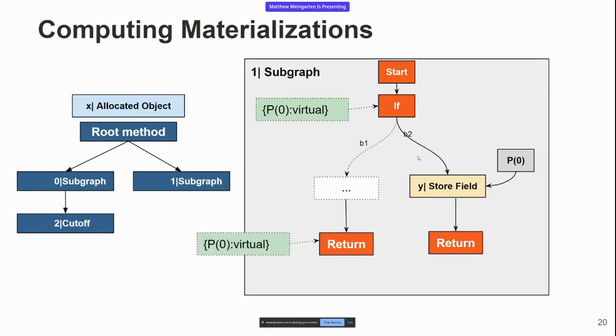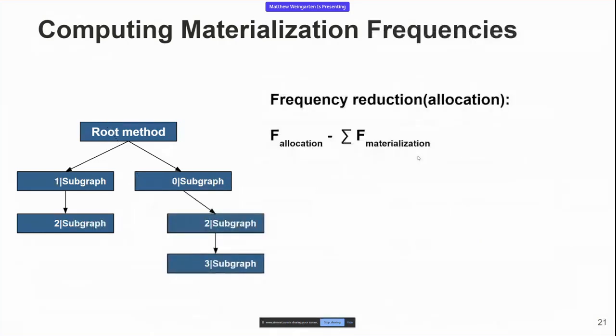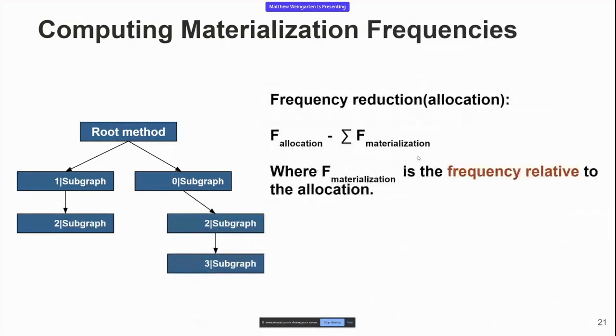And here, critically, or at least in this example, on the left branch, there is nothing causing this parameter to escape. But on the right branch, the store field node causes the parameter to escape. And now what we can do is create a mapping between this allocated object in the root method to what triggers the materialization in the subgraph node, in the callee of the root method. And now, based on this, we compute the relative frequencies.